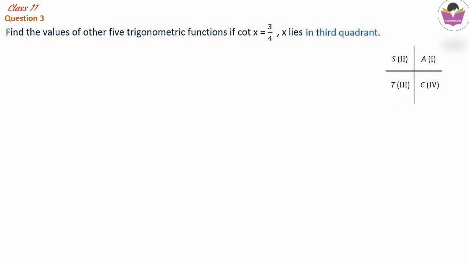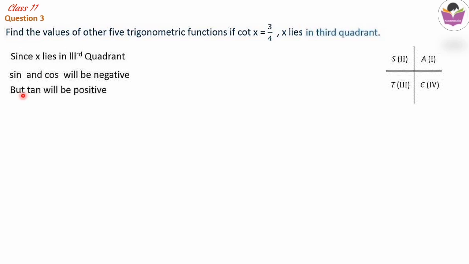So here third quadrant means this is the one. In the third quadrant, tan and cot are positive. The remaining trigonometric functions are negative there. So since x lies in the third quadrant, sin and cos will be negative and tan will be positive. So here tan we need to consider because we are asked to find out cot value. Here cot x is equal to 3 by 4, that is the given value, and we know the identities.